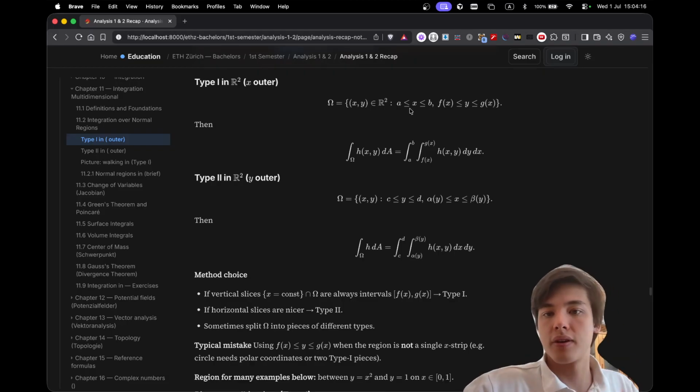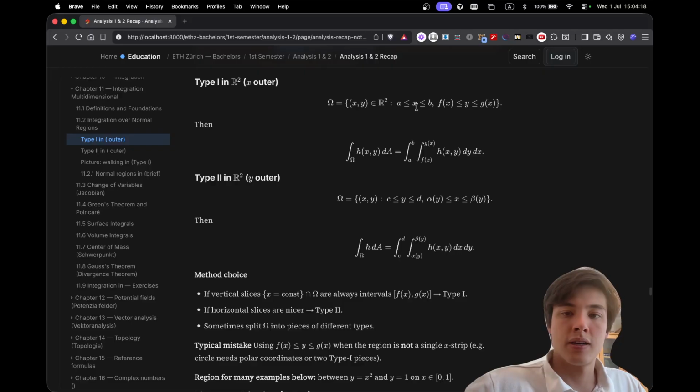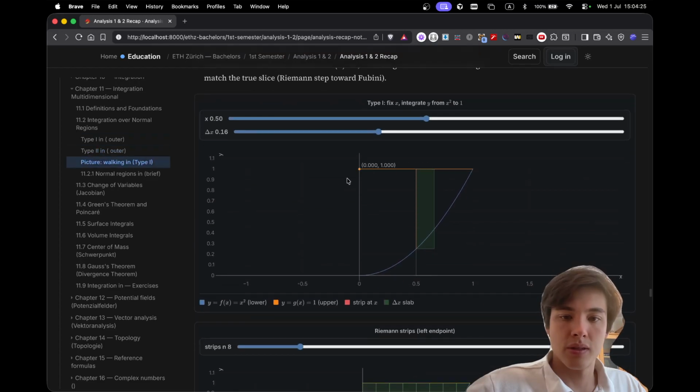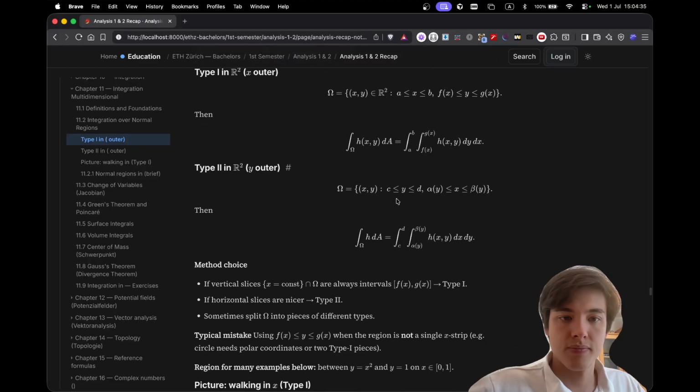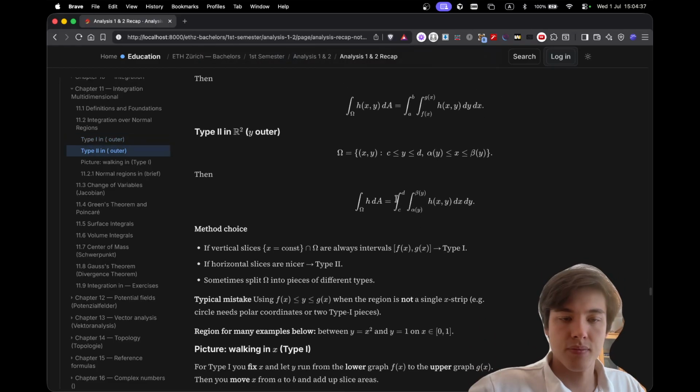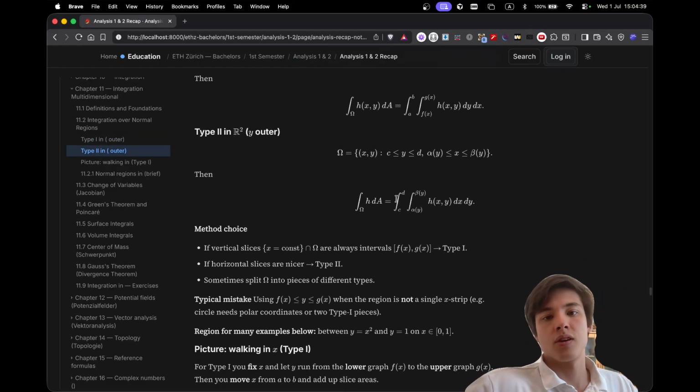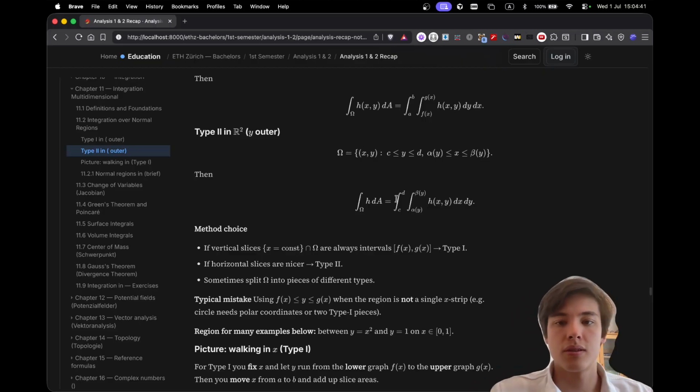We have x between two values, and y has to be between this upper bound and lower bound. And we have this. Type 2, y is the outer, like flipped.